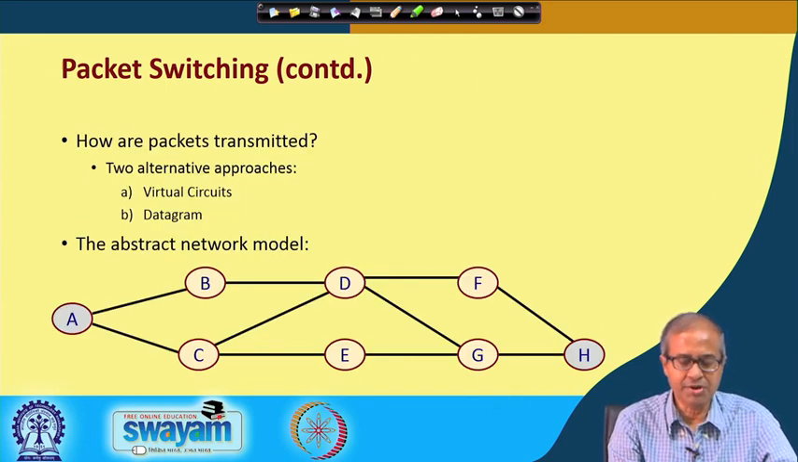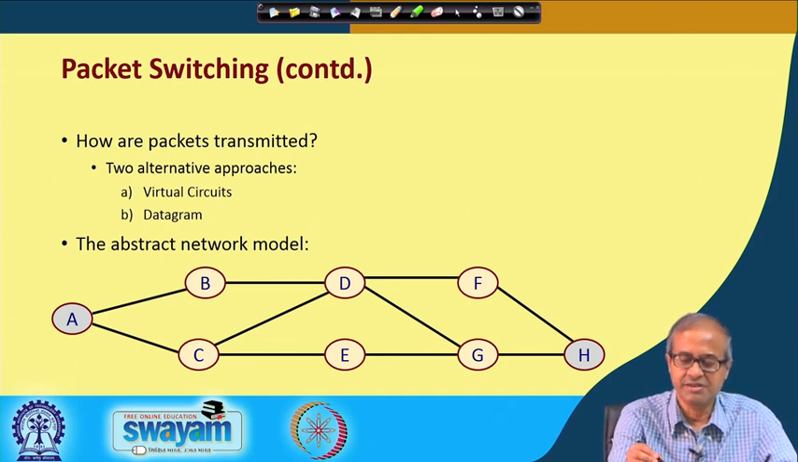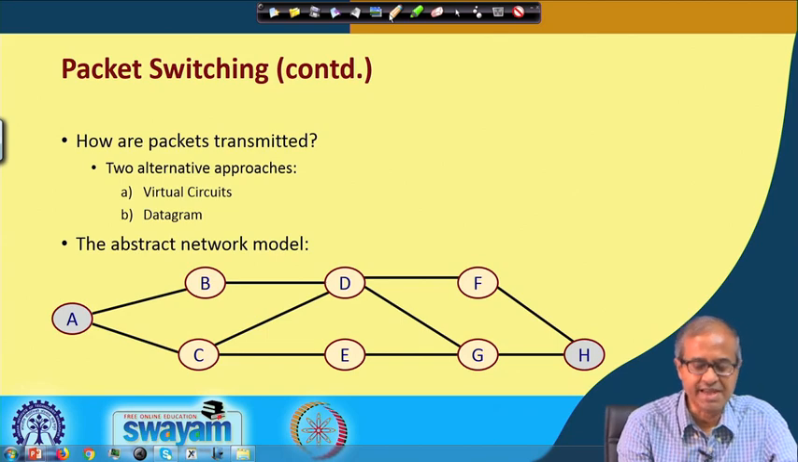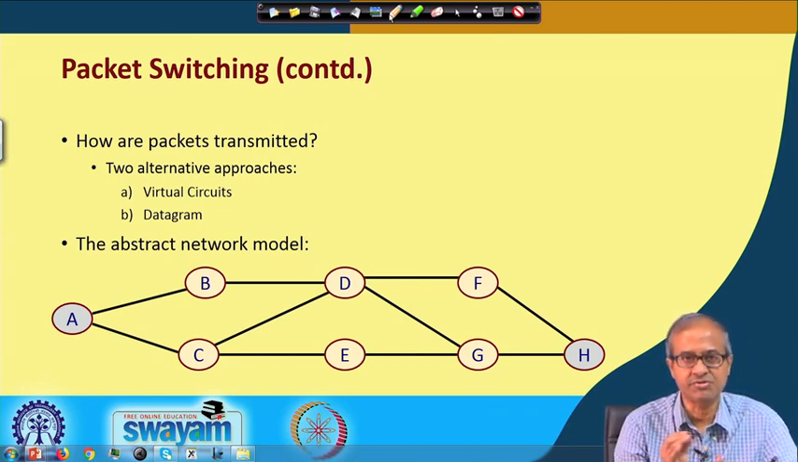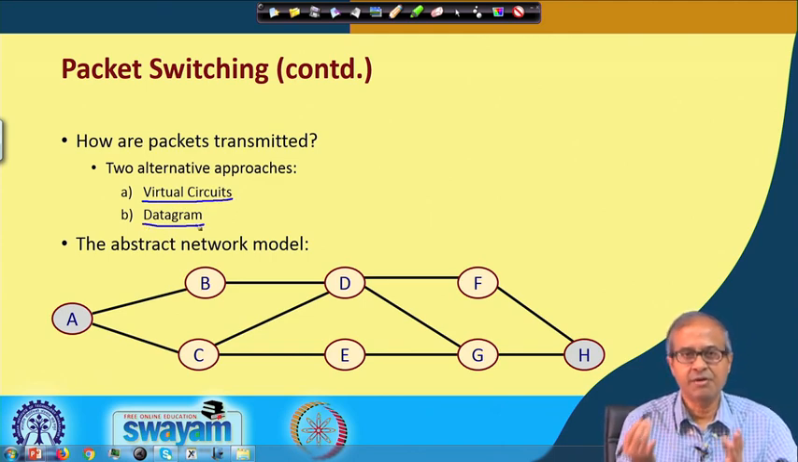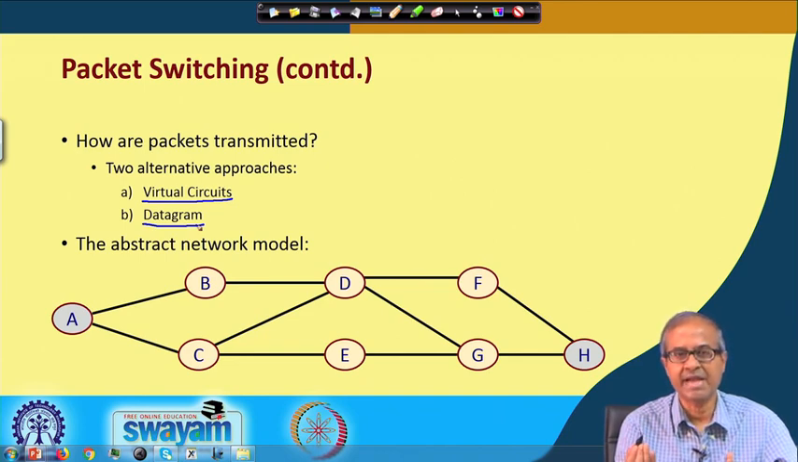Now, talking about packet transmission. How are these packets transmitted? Here again there are two alternate approaches, called virtual circuits and datagrams. In the internet, mostly the datagram packet transmission method is used.